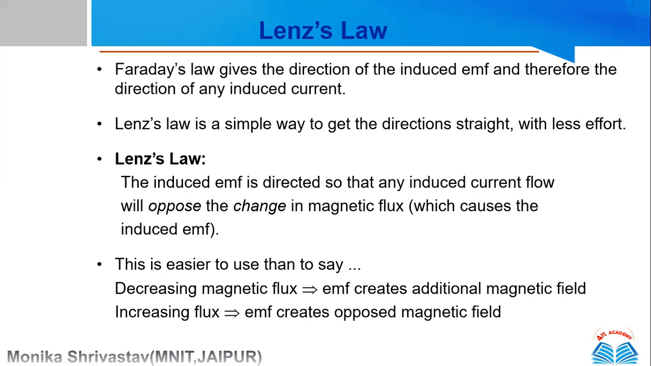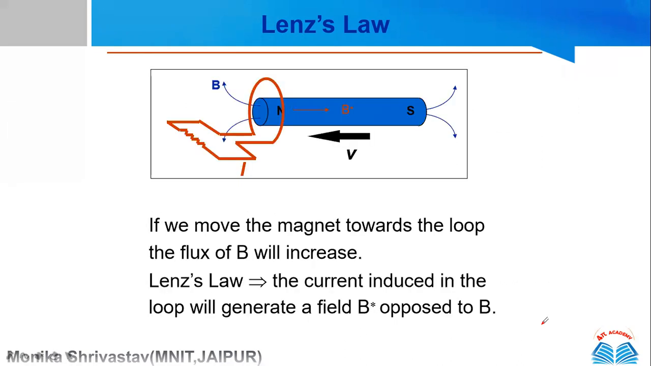Okay, towards and apart from each other. So this was our diagram initially. It is the magnet, it is the coil. The magnet is moving with velocity v. So what will be the direction of induced current? You can see here. This will be the direction.